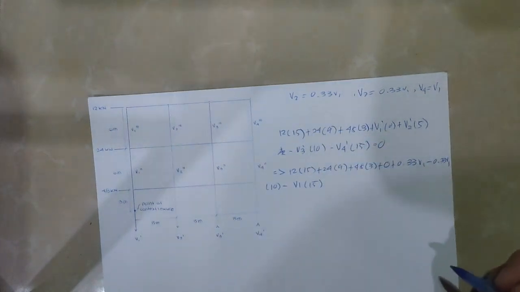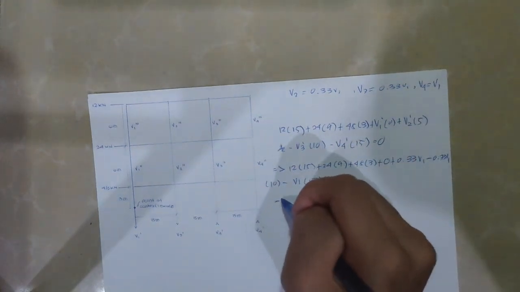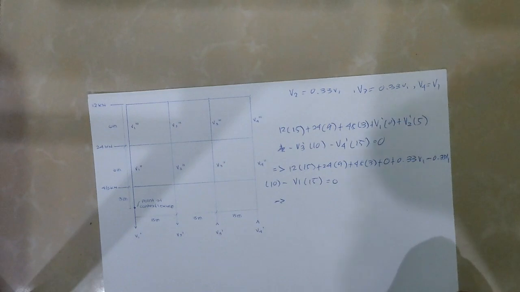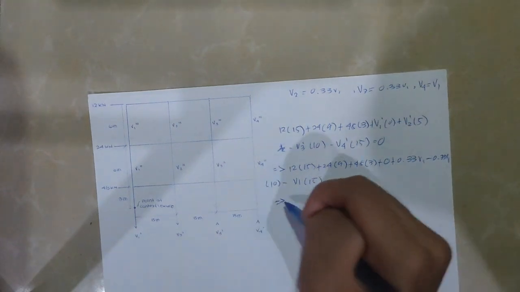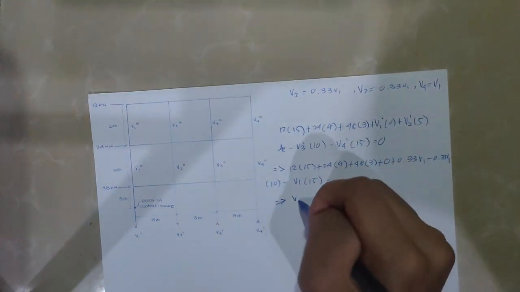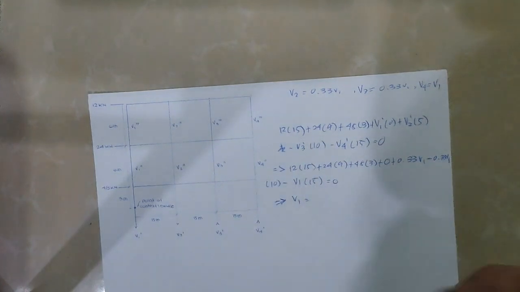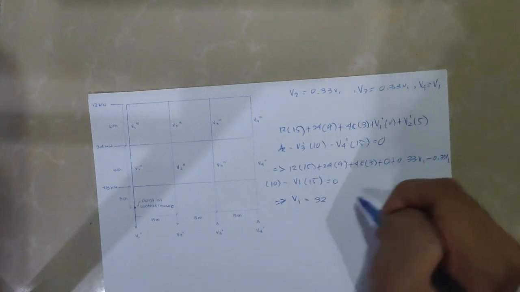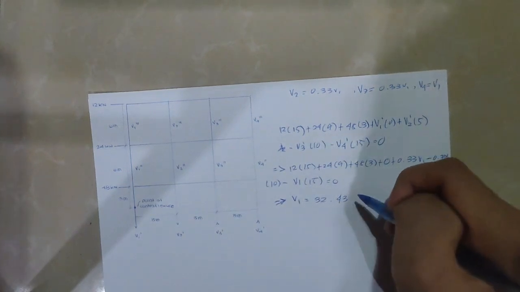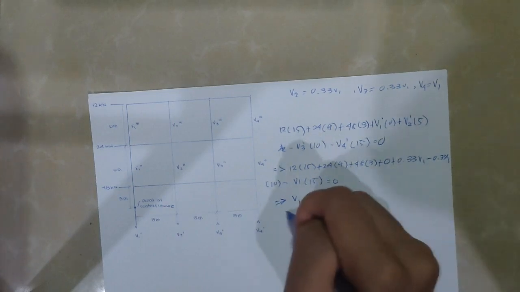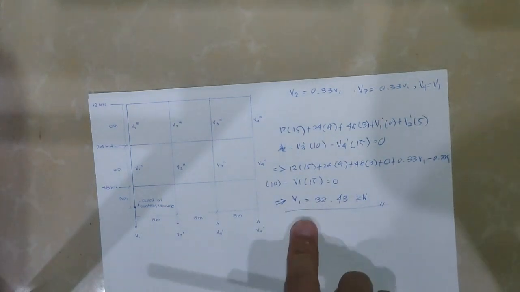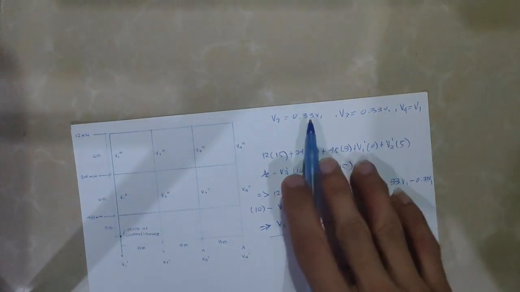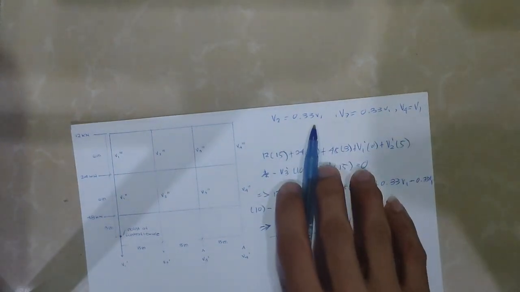V1 15 is equal to 0, so which is equal to our V1. We just input it in the calculator, and then we'll get the answer of 32.43 kilonewton. Now, since we have V1, we can get V2, V3, and V4, so we just input it here.